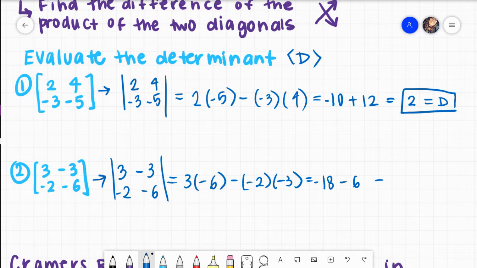Because these signs are the same, what I'm going to do is just add them, and I'm going to keep their sign. So the determinant for this 2 by 2 matrix is a -24. Okay, so that's how you find the determinant, okay?